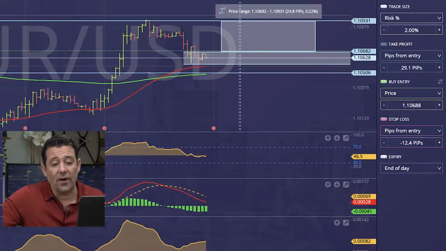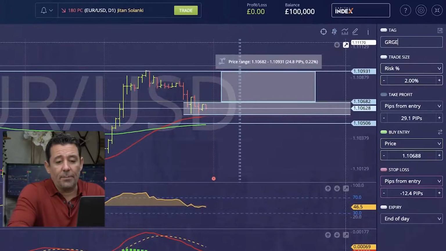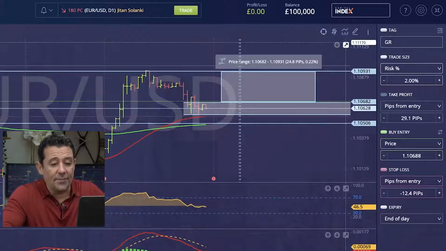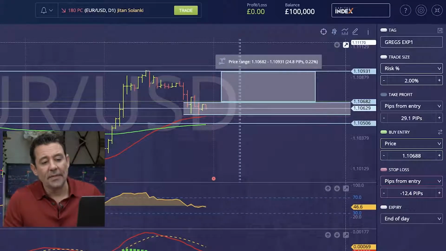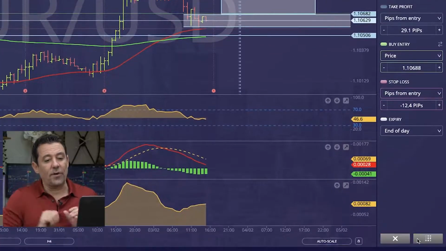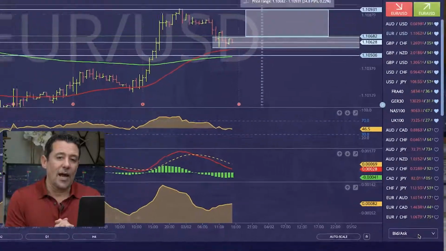I can tag this if I wish to put Greg's example, so when I look at this in later videos, we can pluck it out. So I'll just put Greg's example 1, and then I hit the green button, and that trade is then logged. And that's pretty much how you do it.